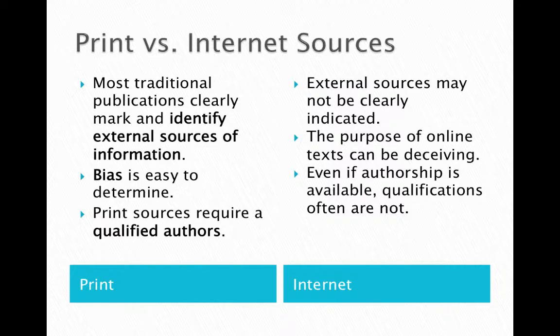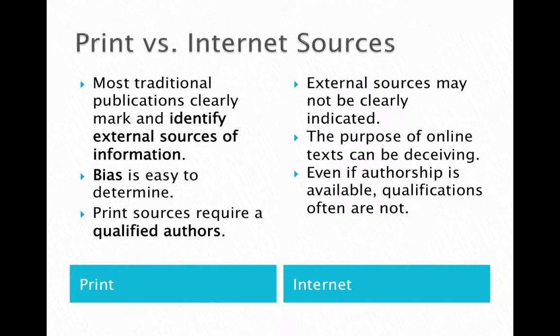Also, most traditional publications will clearly provide external sources of information. So that means that you can usually access where the other information came from. So especially in peer-reviewed journals, extensive bibliographies are usually provided.